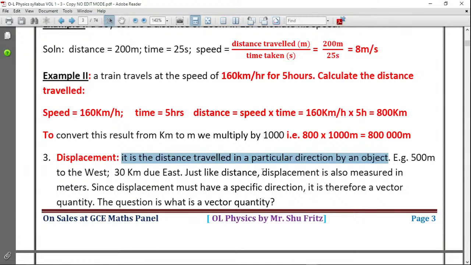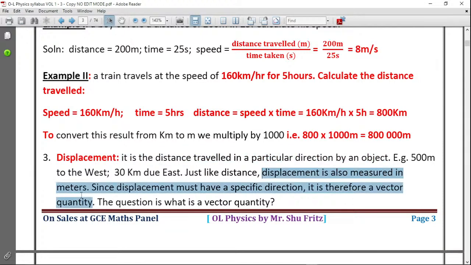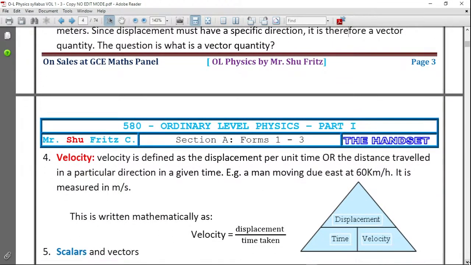And displacement is equally measured in meters. Now, what's the difference between distance and displacement? Distance is a scalar, while displacement is a vector quantity. So therefore, since displacement must always have a direction, it is a vector quantity.